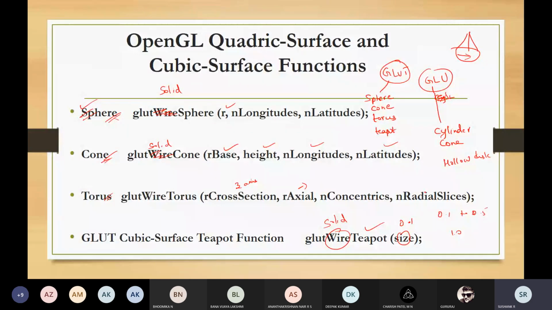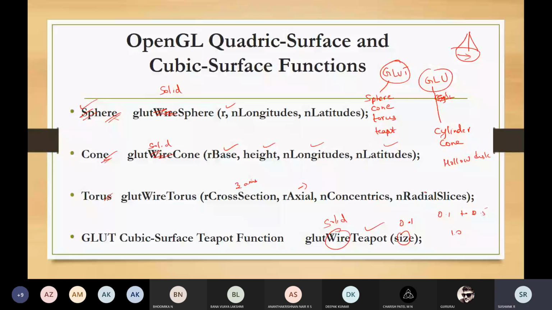Now the teapot is generated by using the Bezier curve functions. Here we have the size parameter, which takes a floating point value. This teapot size will set the maximum radius of the teapot bowl. The teapot will be centered on the coordinate origin, with its vertical axis along the y-axis. So this is how the glut wire teapot function works.